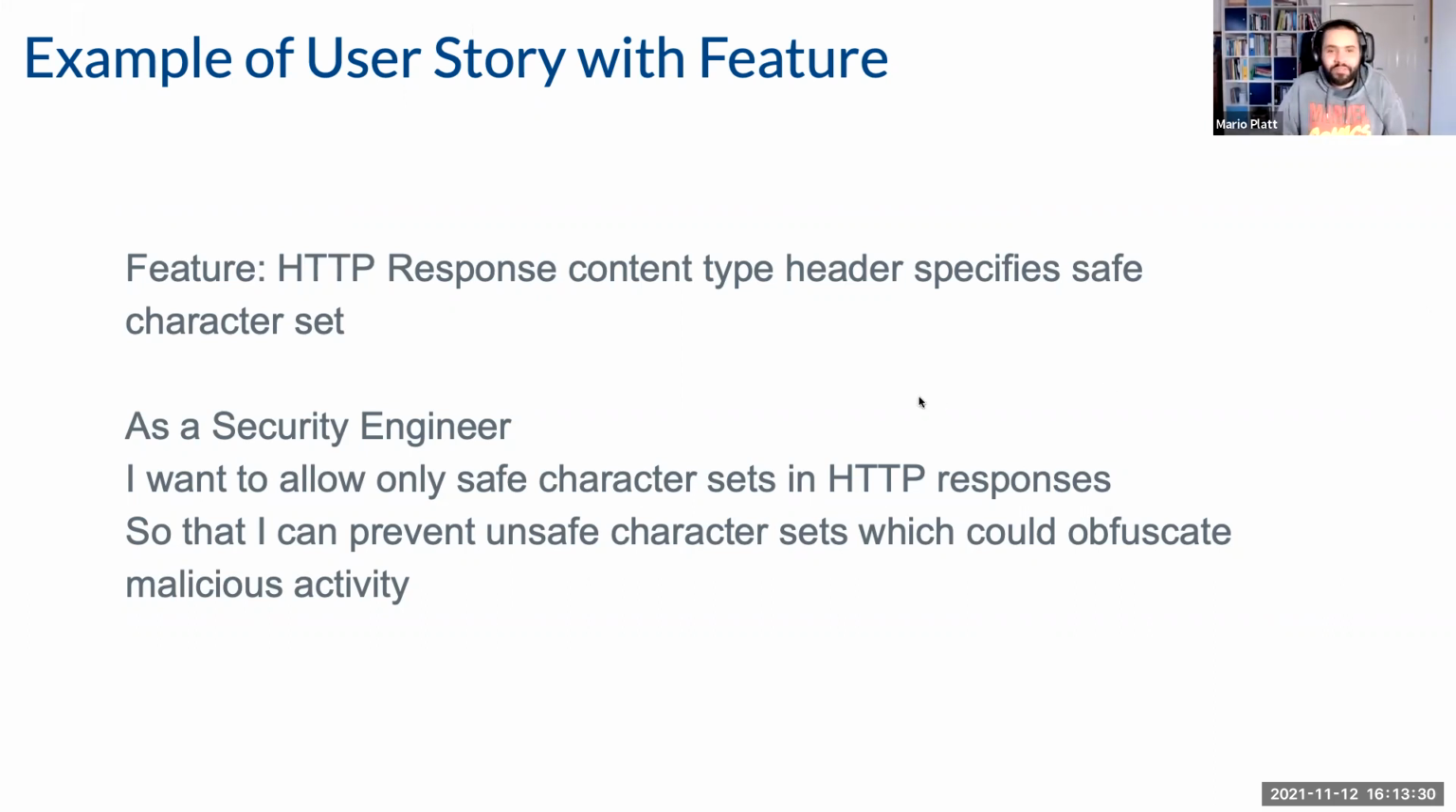So this is an example of a user story with a feature definition, right? The feature would be HTTP response content type header specifying the safe character sets. And as a security engineer, I want to only allow safe character sets in HTTP responses so that I can prevent unsafe character sets, which could obfuscate malicious activity, right? A bit of a winded way of adhering to writing the user story for that particular requirement.